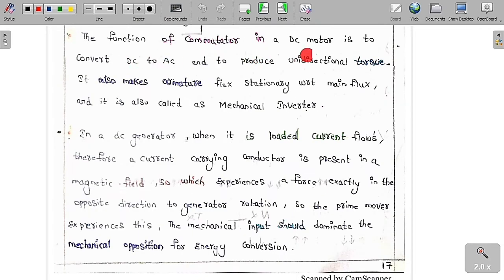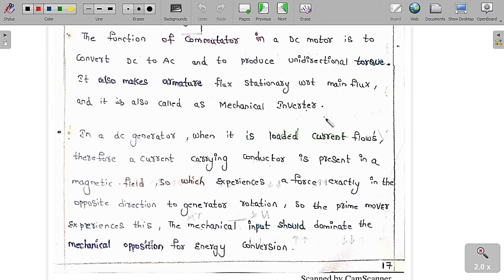The function of commutator in a DC motor is to convert DC to AC and to produce unidirectional torque. It also makes armature flux stationary with respect to main flux, and it is also called a mechanical inverter. It is called a mechanical inverter because in a DC motor, the commutator is going to change the DC supply to AC supply, and because of that we are going to get a unidirectional torque.